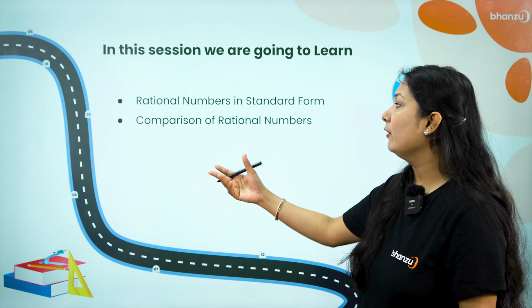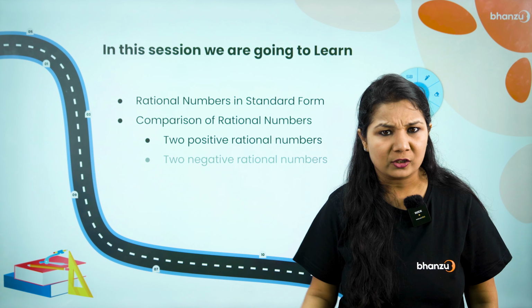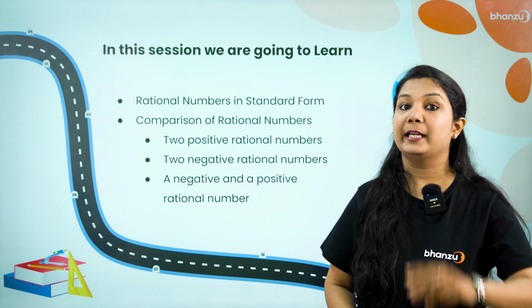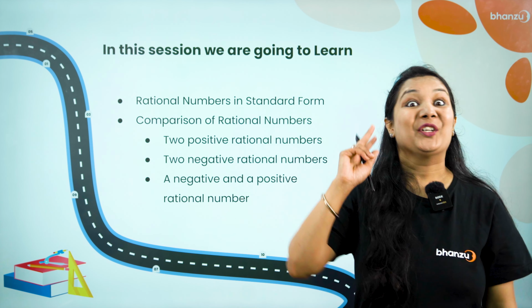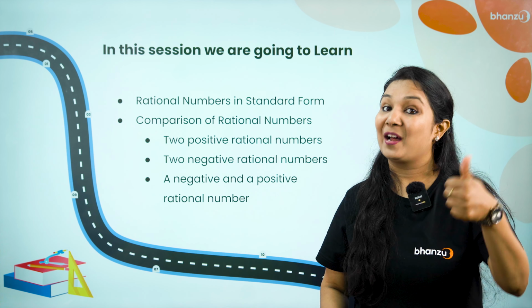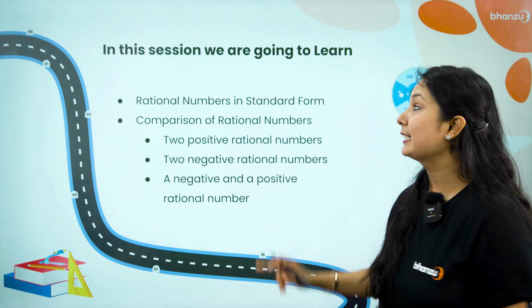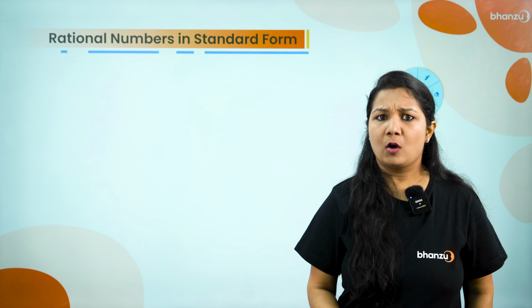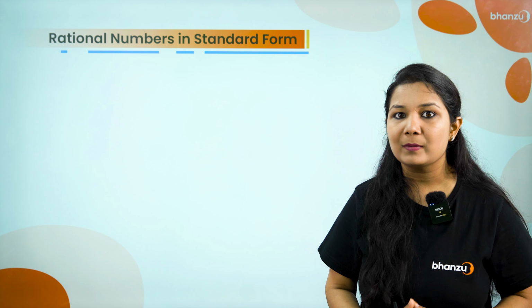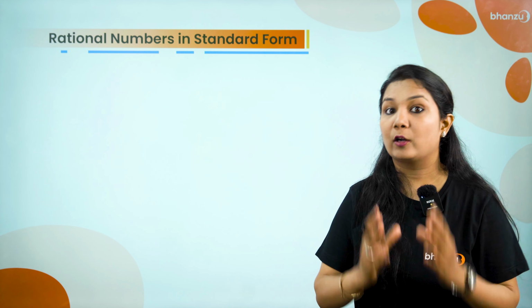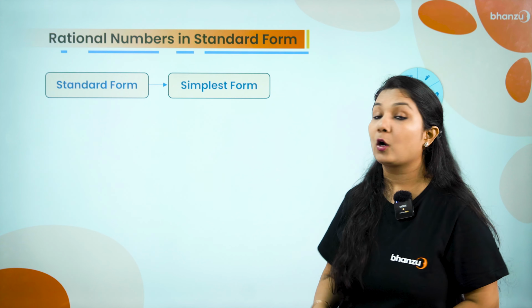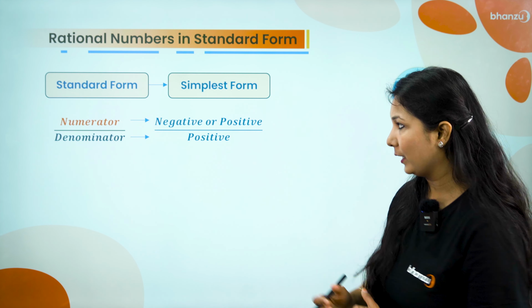So let's move ahead to today's topic where we are going to cover rational numbers in standard form. Then we'll be talking about comparison of rational numbers where we will be comparing two positive rational numbers, two negative rational numbers, and one positive and one negative rational number. So let's get started with the standard form. What is the standard form in rational numbers? Let's have a look at it. And also, standard form can be called as simplest form as well.